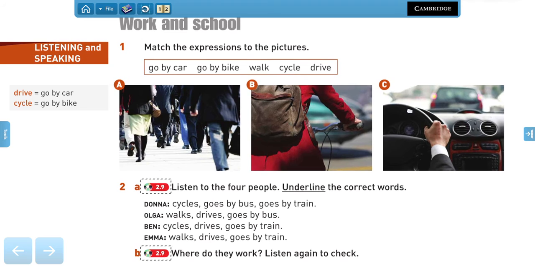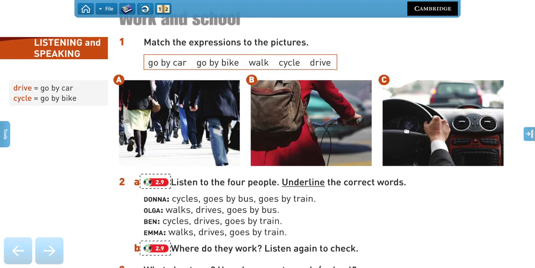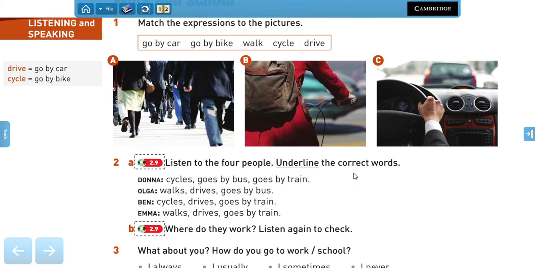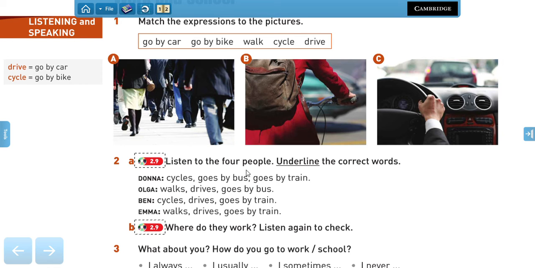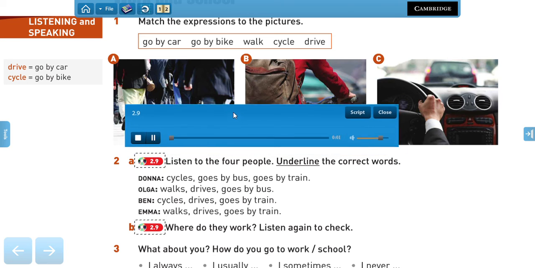And then for C, we have go by car or drive. Those are the 2 options. Now let's listen to 4 people talking about the means of transport they use to go to these places. So underline the correct words for each case. All right? Track 9.